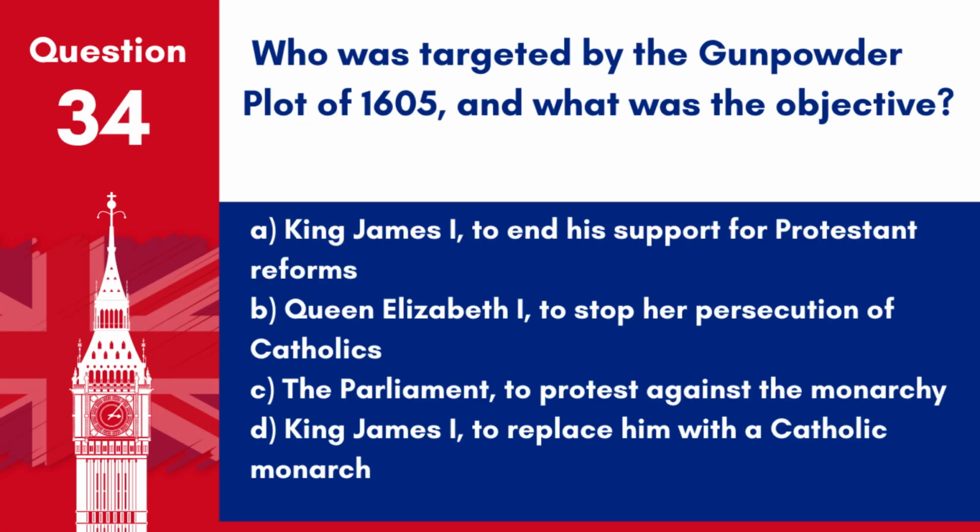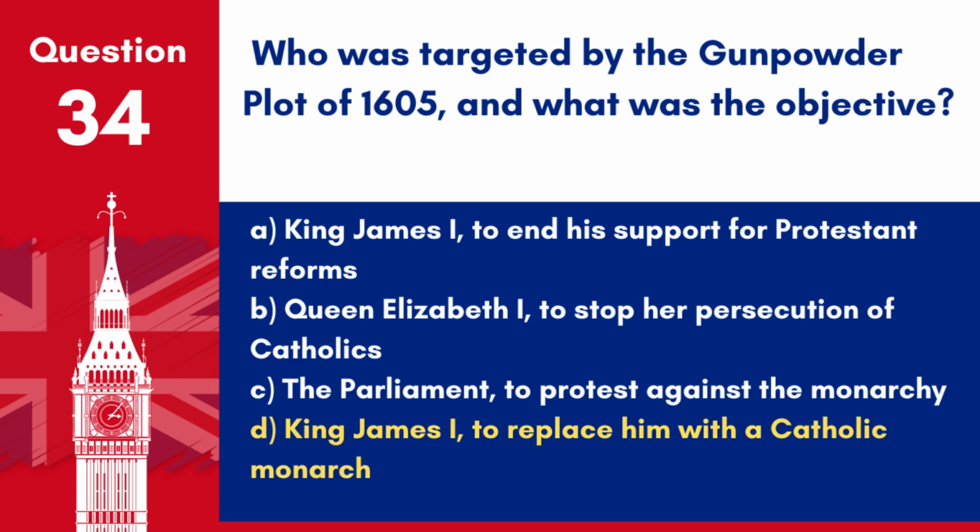Question 34. Who was targeted by the Gunpowder Plot of 1605, and what was the objective? A. King James I to end his support for Protestant reforms. B. Queen Elizabeth I to stop her persecution of Catholics. C. The Parliament to protest against the monarchy. D. King James I to replace him with a Catholic monarch.